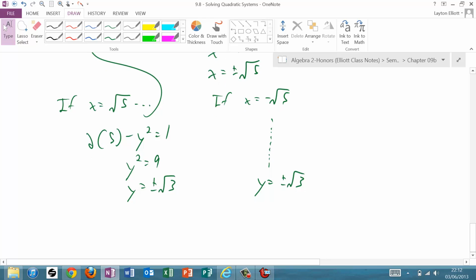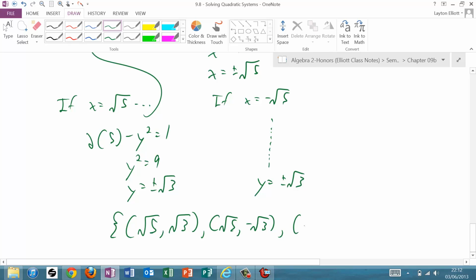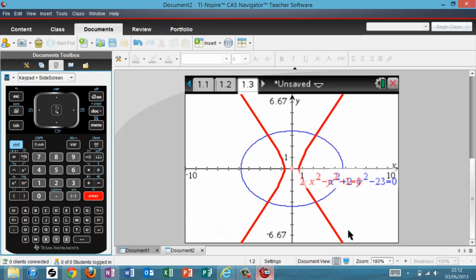So this actually gives me the 4 ordered pairs: (radical 5, radical 3), (radical 5, negative radical 3), (negative radical 5, positive radical 3), and (negative radical 5, negative radical 3). And I won't do the intersections on here, but that matches.